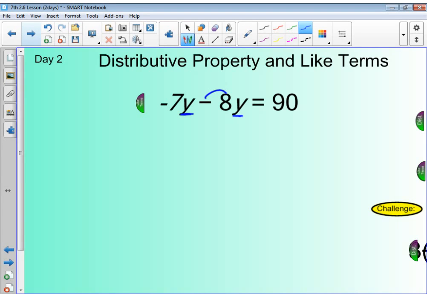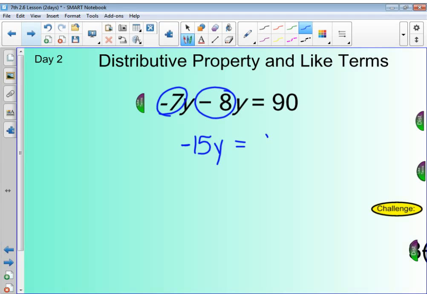So we need to think of this not as multiplication, but because there's this symbol between that y and that 8, it means that we're doing adding and subtracting combination. So I have to think of this as negative 7 and a negative 8. Those are the same symbols. I'm going to find the sum, which is 15, apply the same symbol, and then put my y. So that's what I get when I combine these two.